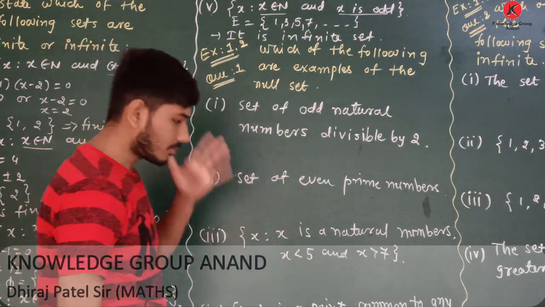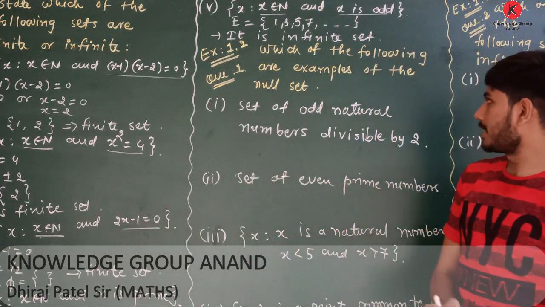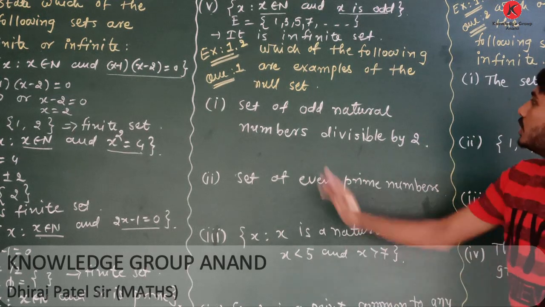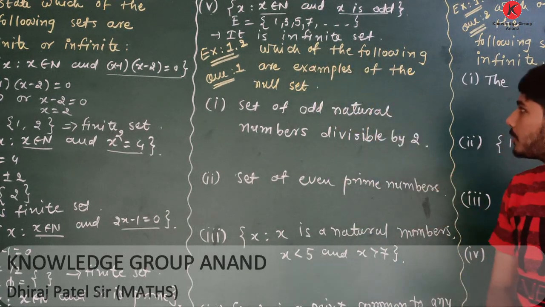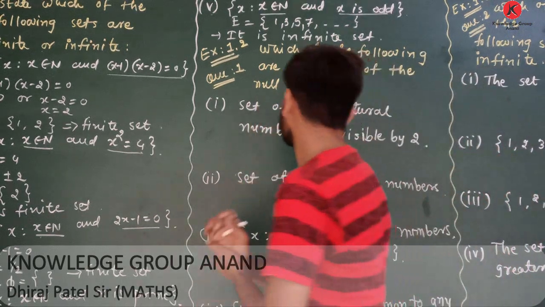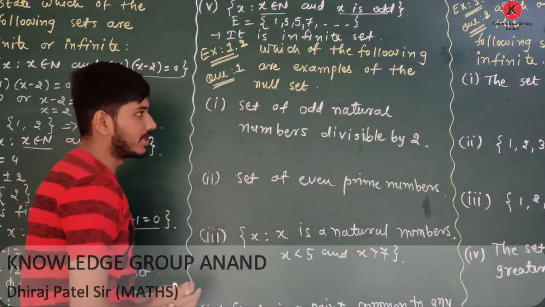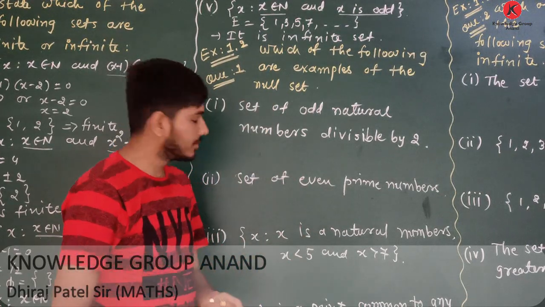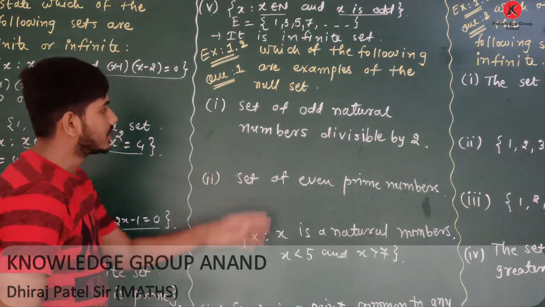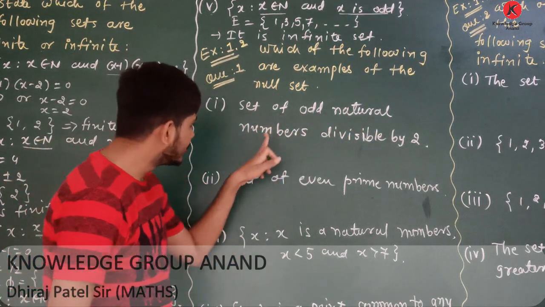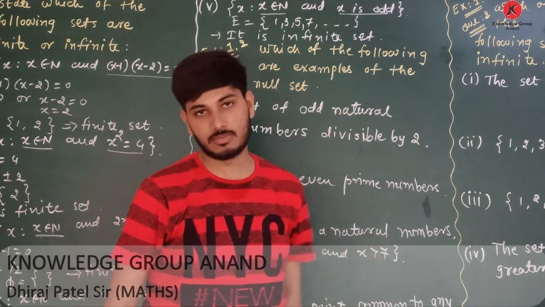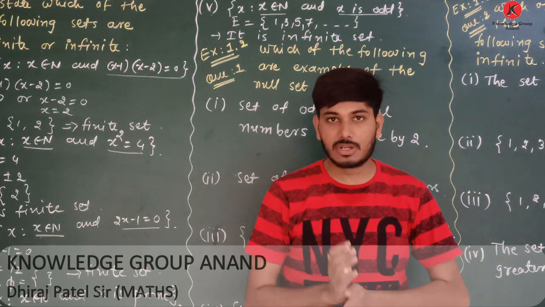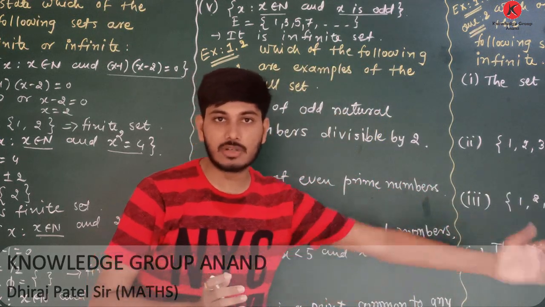Now, we are going to exercise 1.2. Question number 1. In question number 1, which of the following are examples of null set or empty set? The following examples are given. You have to decide which are null sets and which are not. So the first question is the set of odd natural numbers divisible by 2. There are many odd natural numbers like 1, 3, 5, 7, 9, 11, 13, 15, 17, 19.